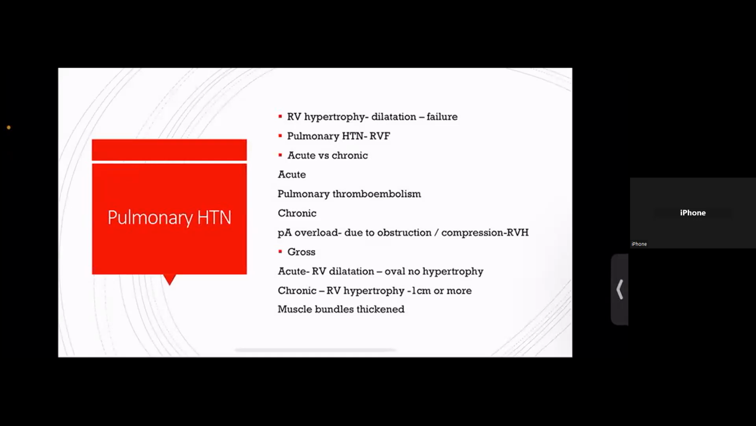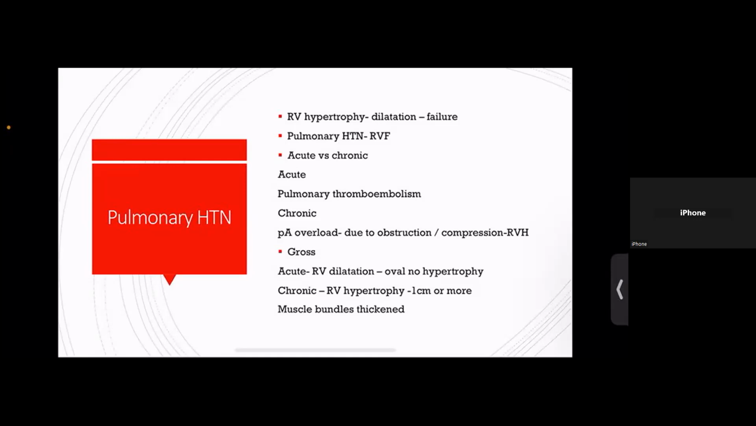Remember, every time you see a patient with those risks, they are going to have a risk of pulmonary thromboembolism. Every time they have a pulmonary thromboembolism, a clot in the pulmonary vessels increases pulmonary hypertension, and that is what is happening acutely. Yeah, a PE, pulmonary embolism. Okay, then chronically, we have pulmonary artery overload due to obstruction, sometimes leading to compression, and then the right ventricle has to hypertrophy. So grossly, what are you going to see?